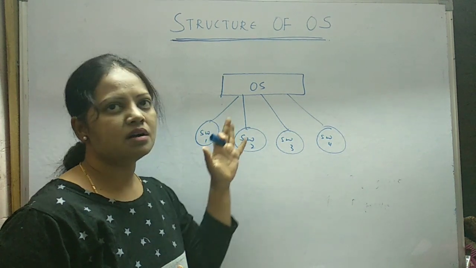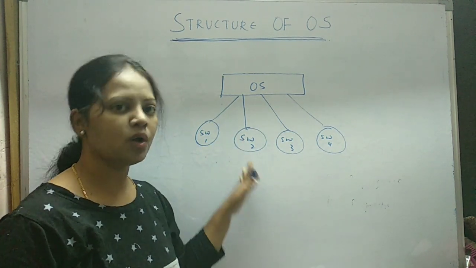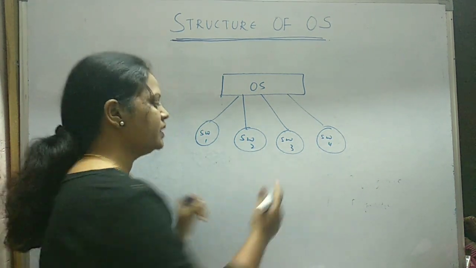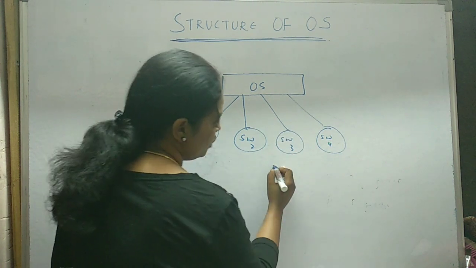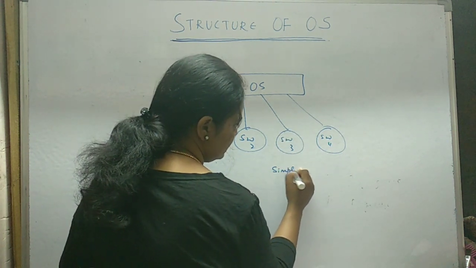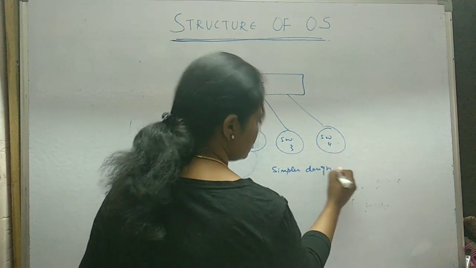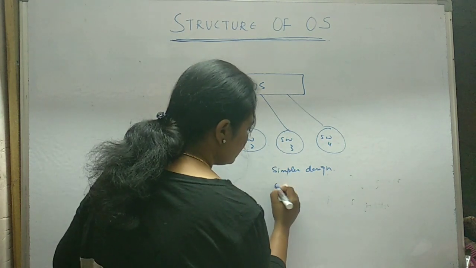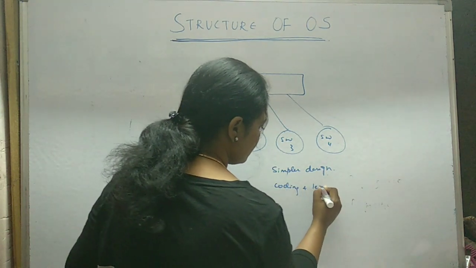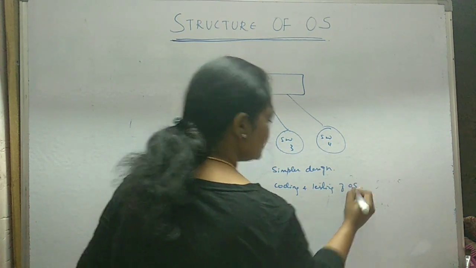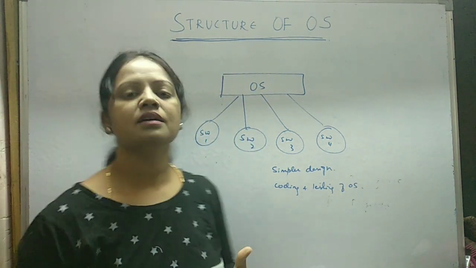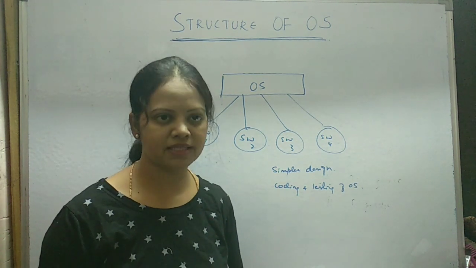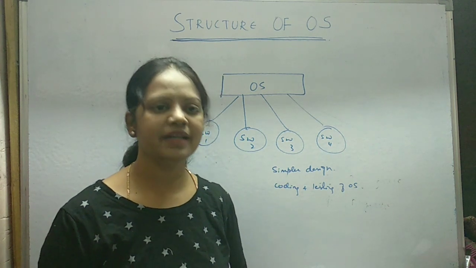And whatever functionality the user is performing on any of the modules is not known to the other modules. So this property makes the structure of an operating system simpler to design, and not only the design is simpler due to this property, but also the coding and testing of the operating system is simpler. So this basic operating system structure has led to different kinds of structures of an operating system, and we will discuss each one in detail.